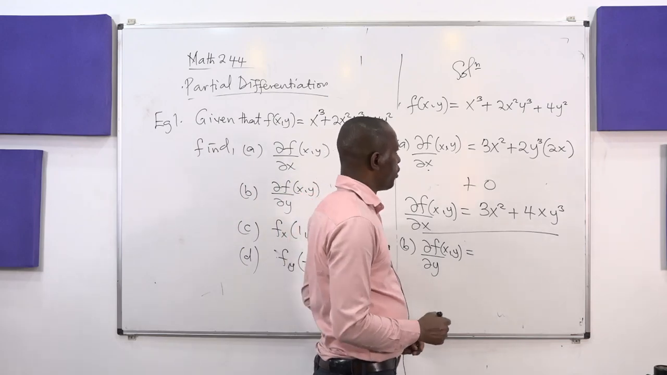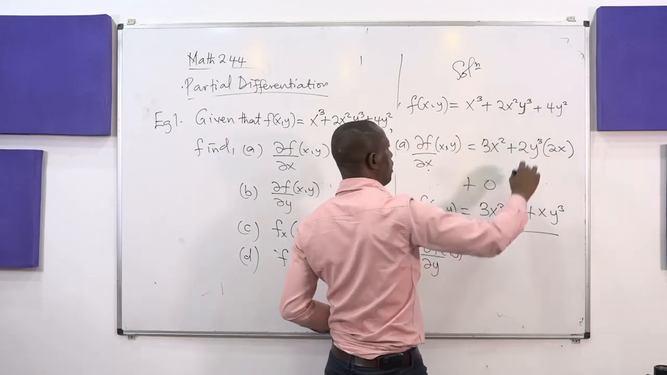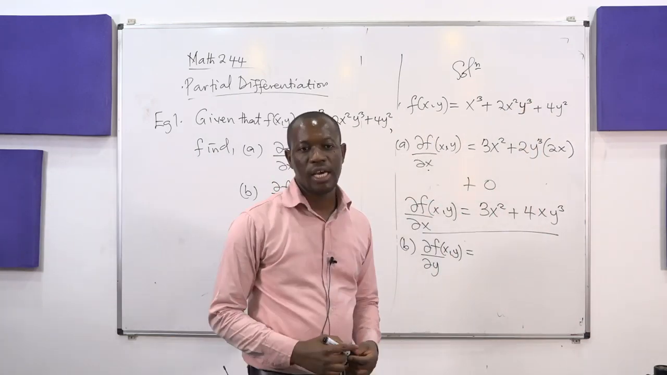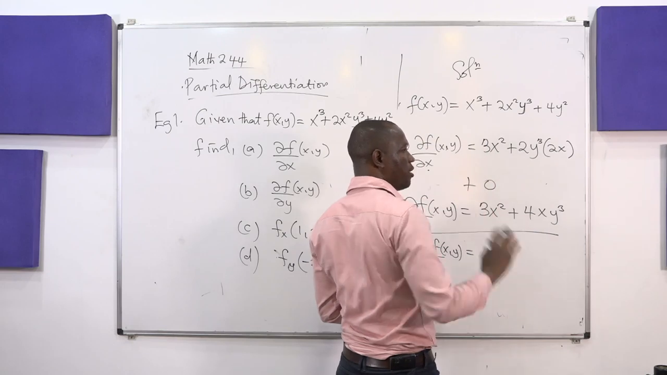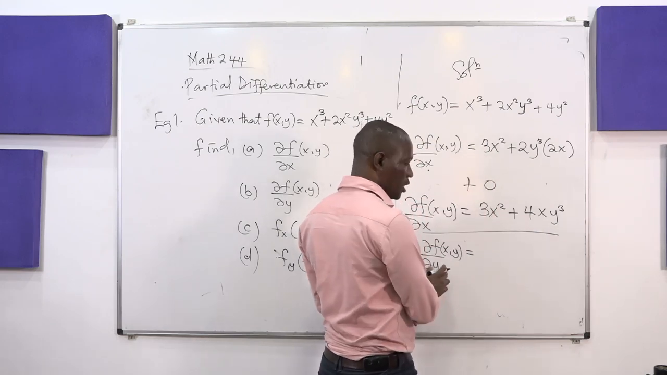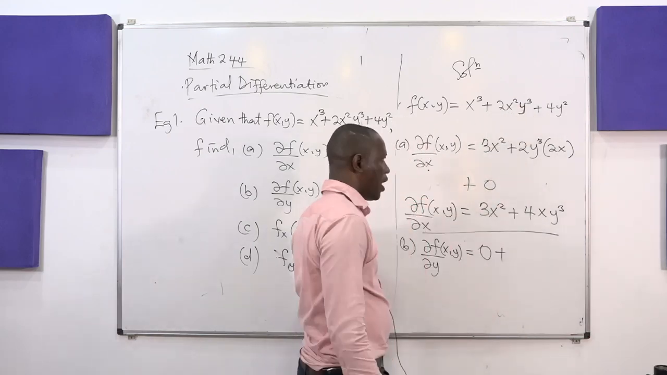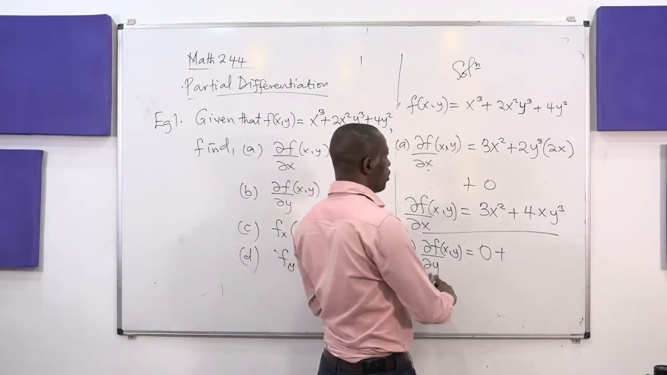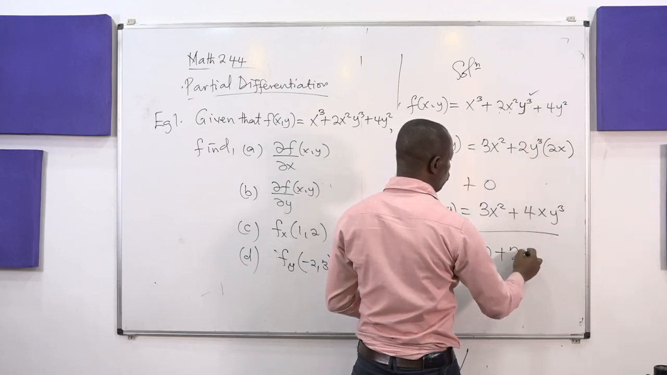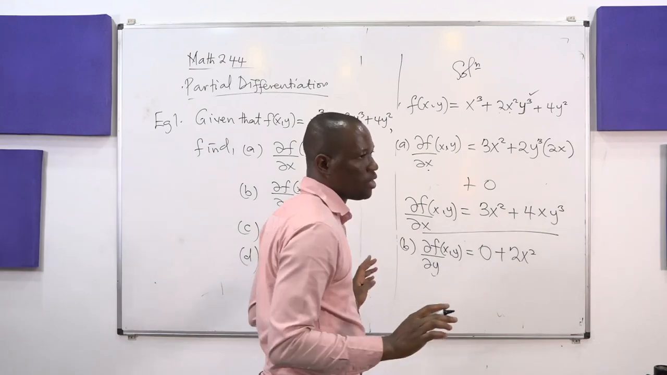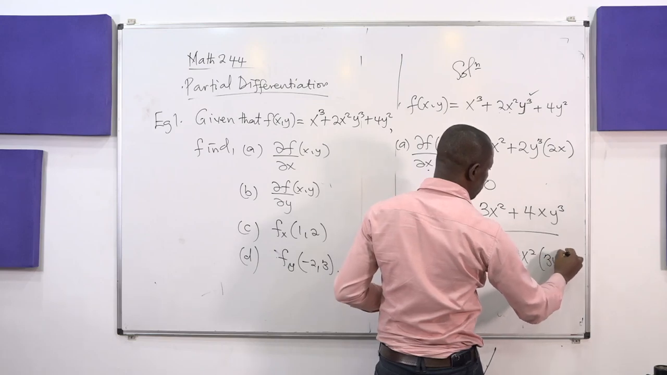Once you are differentiating partially with respect to y, any letter on the right hand side apart from y is treated as a constant. So for x cubed, is it y? No. So when you differentiate, you get zero. Plus, this is a product of 2x squared and y cubed. Once I'm differentiating partially with respect to y, y cubed is the variable, and the 2 and x squared are constants. So I maintain 2x squared, and differentiate y cubed to get 3y squared.